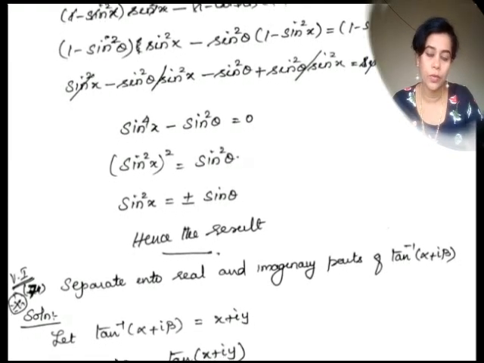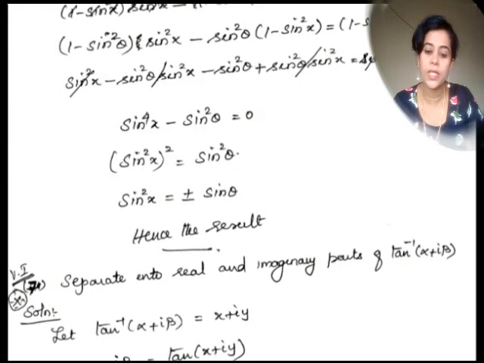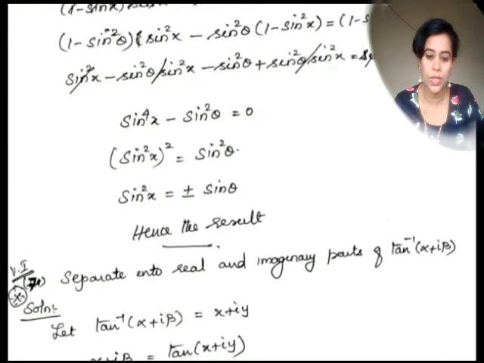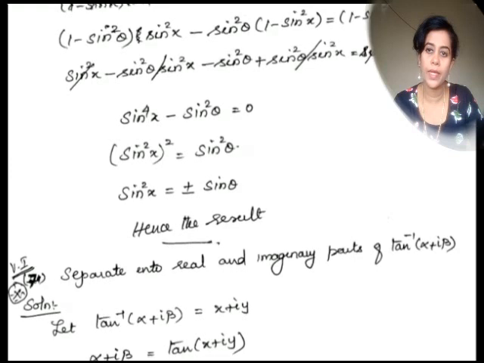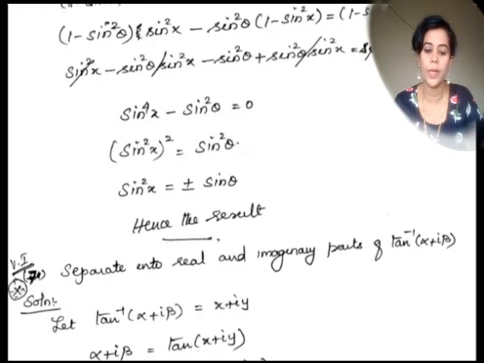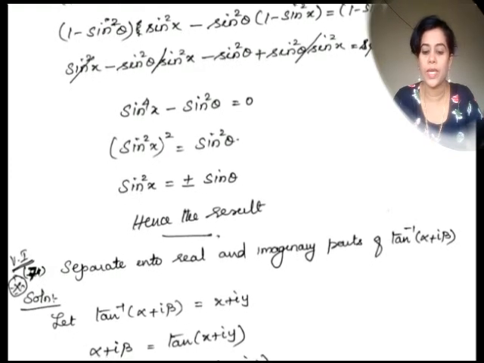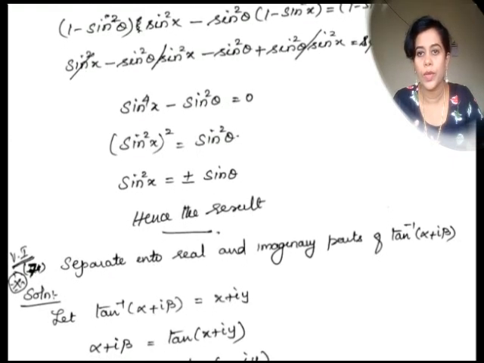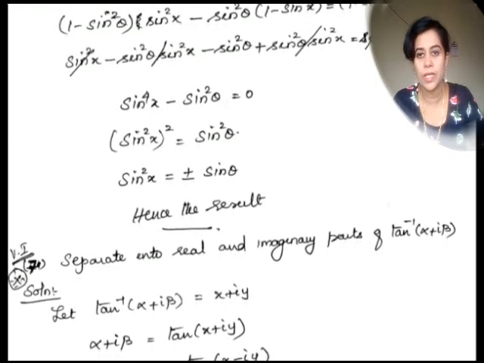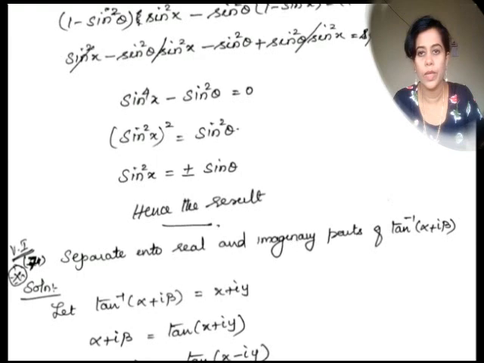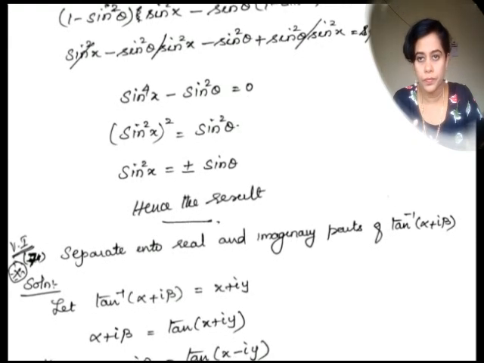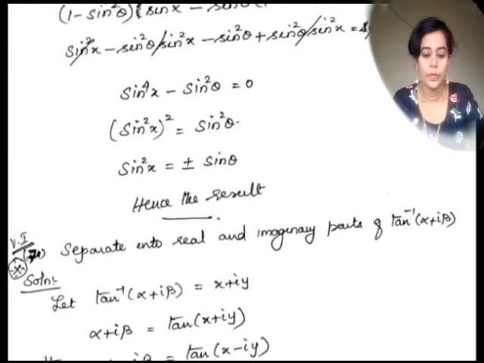Bring the sin squared theta to the other side, we are getting sin power 4 x minus sin squared theta equal to 0. Sin power 4 x can be written as sin squared x the whole square equal to sin squared theta. So what is sin squared x? When you are taking the square root, that will be plus or minus sin theta. Hence we proved the result.